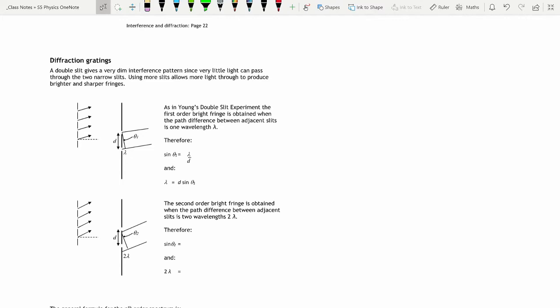So, as in Young's double slit experiment, the first order bright fringe is obtained when the path difference between adjacent slits is one wavelength. And we've seen this diagram before, this little triangle here, and the path difference is that little tiny part there, and that's one wavelength. And we've got a very tiny angle, and we'll call that theta 1. That's for our first bright fringe, so the first maximum after the central maximum.